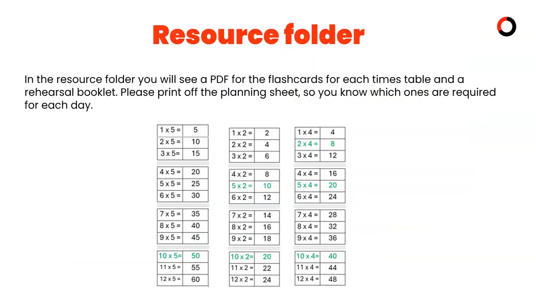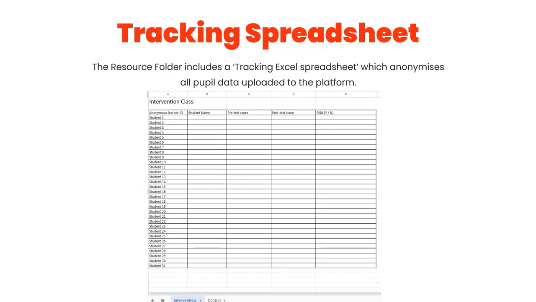In the resource folder, you will see the PDFs for the flashcards for each of the times tables and the rehearsal booklet. Please print off the planning sheet, which is the one-side summary, so you know which ones are required. And you'll also find an Excel tracking spreadsheet. This allows you to link an anonymized learner ID on the platform to a student in the classes.